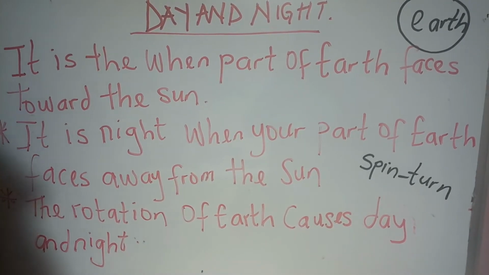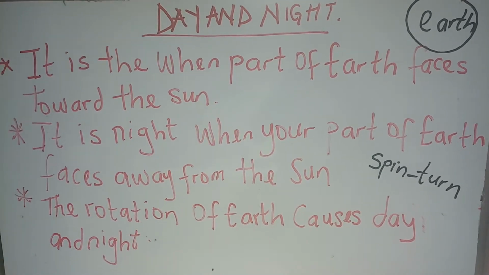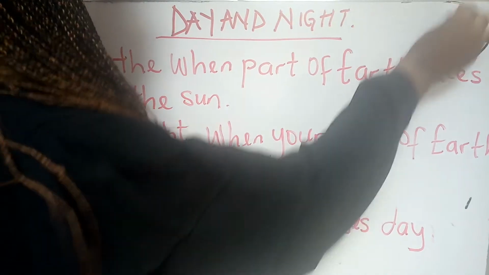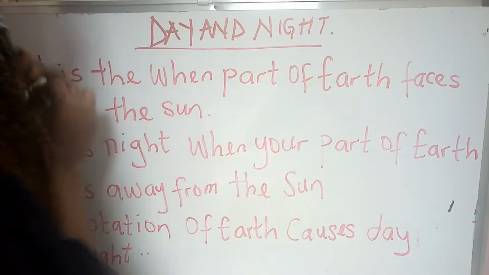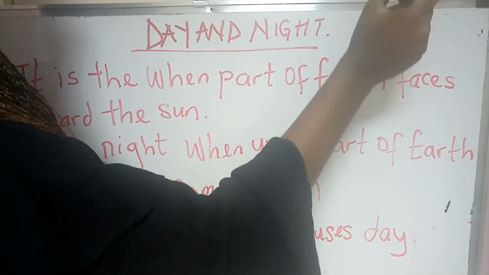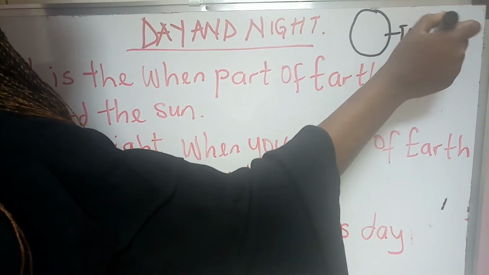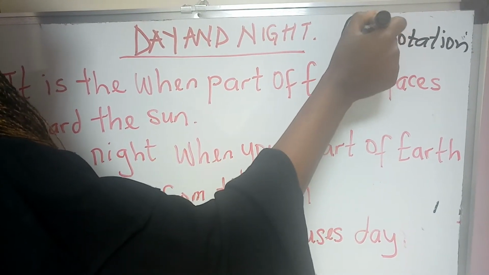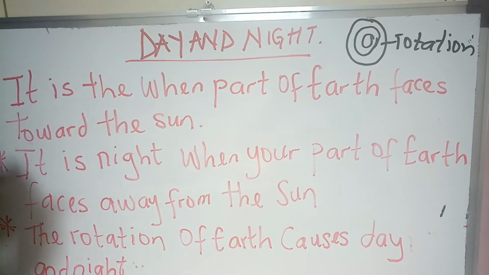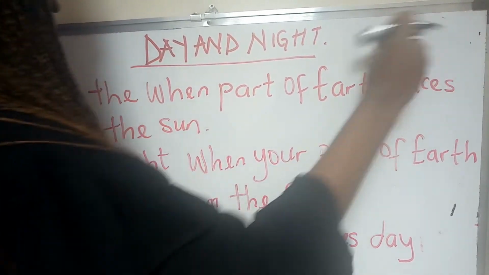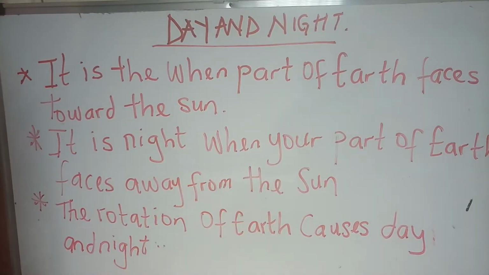Then I told you, one spin around is called a rotation. One turn is called a what? Rotation. Like this, one turn. This is one rotation. Rotation, one turn. Can you see it? Rotation, rotation, rotation. All right, this is the concluding part of this topic.